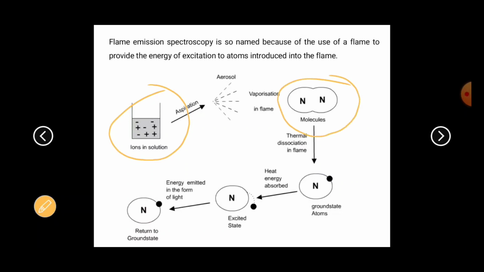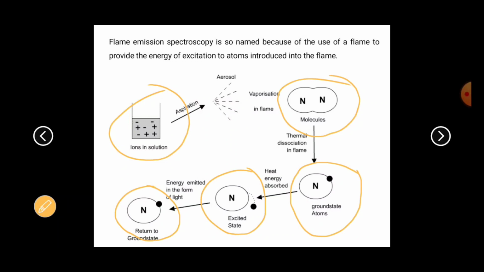These neutral atoms, with the help of thermal energy, undergo excitation from the ground state to the excited state. As this state is unstable, these excited atoms return to the ground state with the emission of radiation of specific wavelength. The wavelength of radiation emitted is characteristic of the element and is used to identify the element. So it is a qualitative analysis. And also the intensity of the radiation emitted depends upon the concentration of the element analyzed. This is quantitative analysis. Hence, flame emission spectroscopy can be used for both qualitative and quantitative analysis.